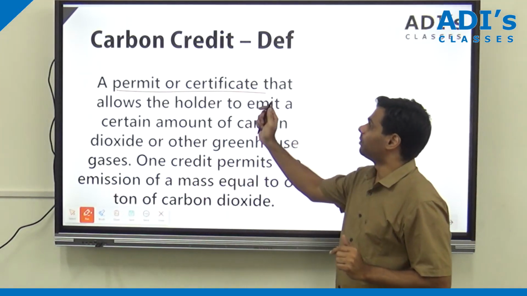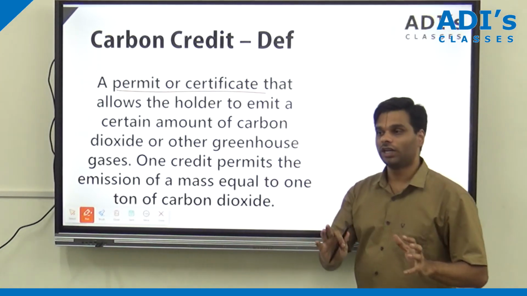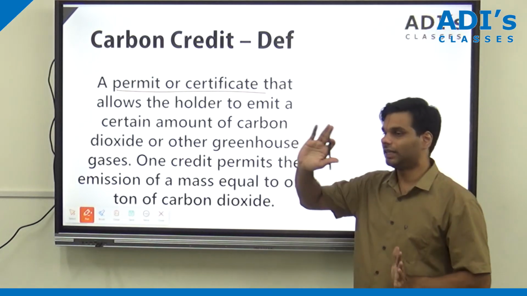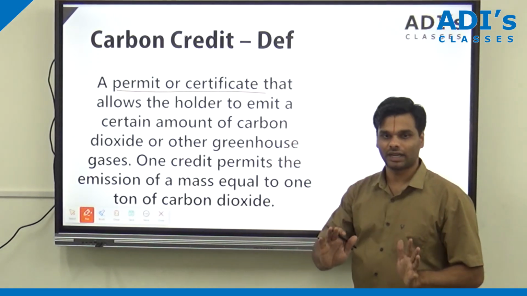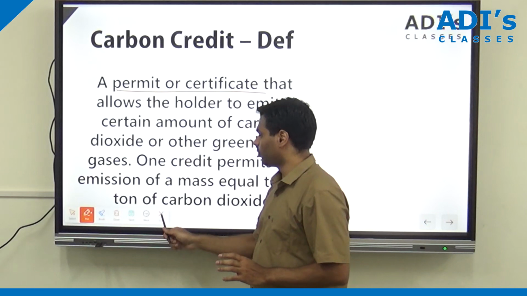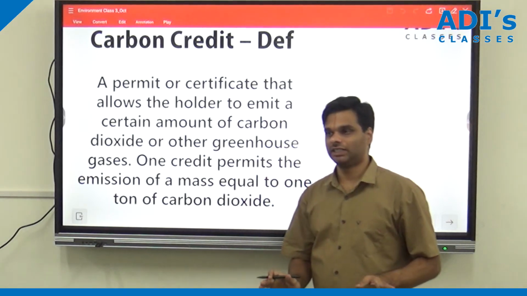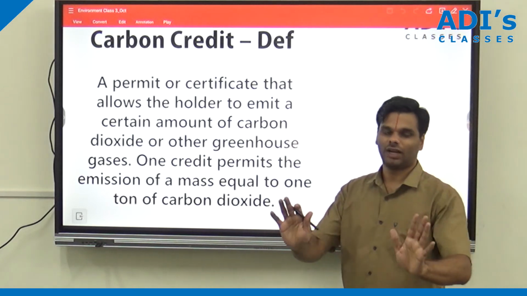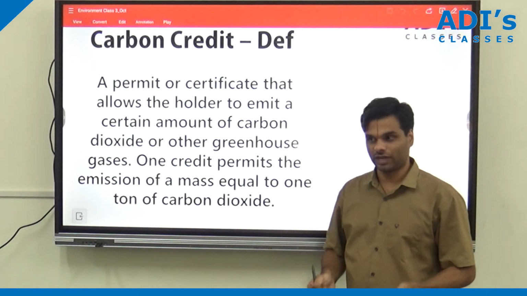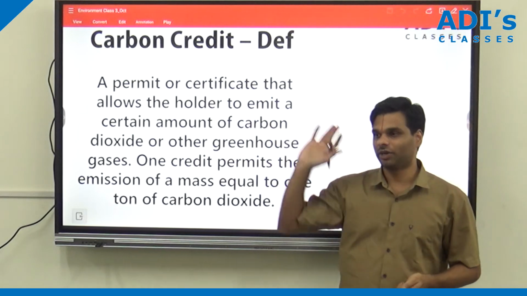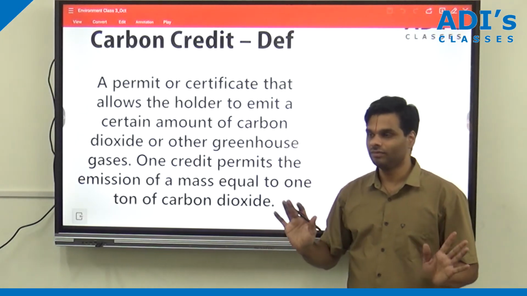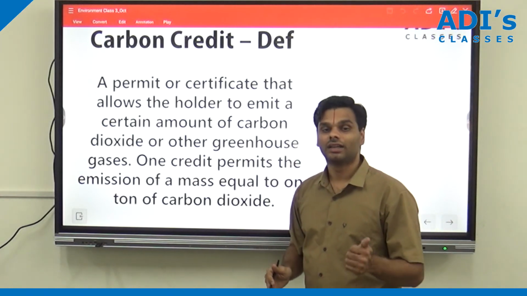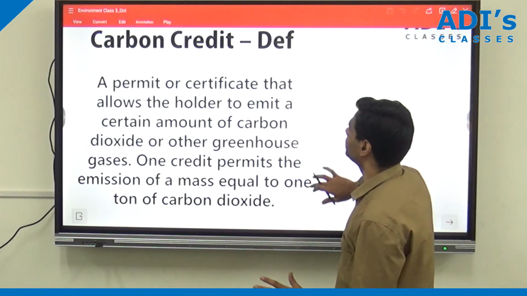So carbon credit is a permit or certificate that allows the holder to emit a certain amount of carbon dioxide into the atmosphere. Clear? When we talk about the Kyoto Protocol and climate change, we will be discussing carbon credits in detail. But you just have to know, if you have a note of carbon credit, you can emit carbon dioxide. This is just carbon currency. Think of carbon credit as carbon currency. Got it, no?